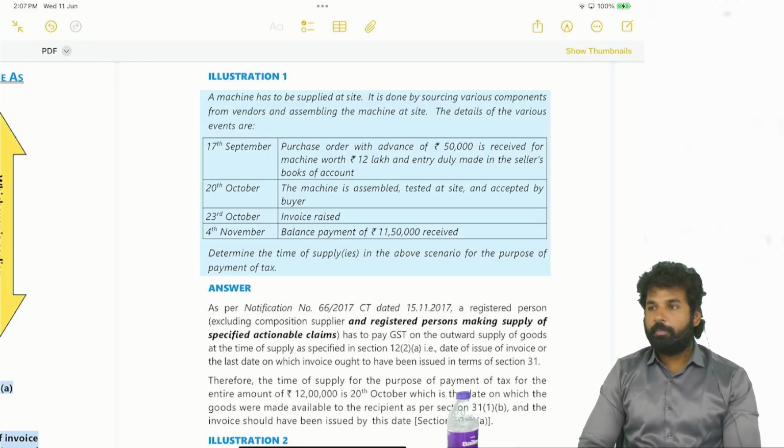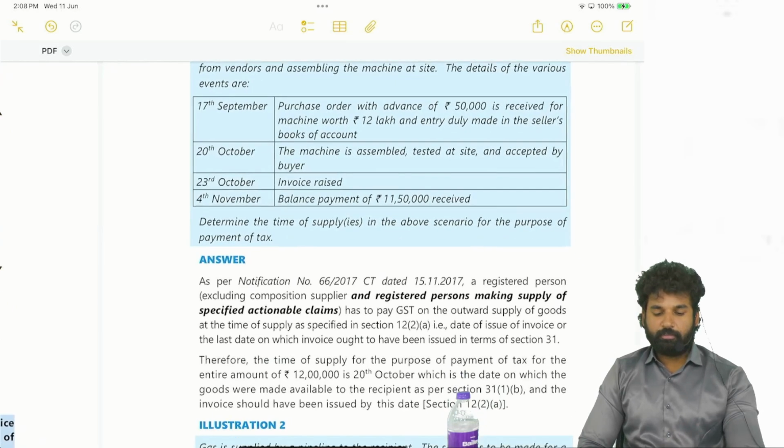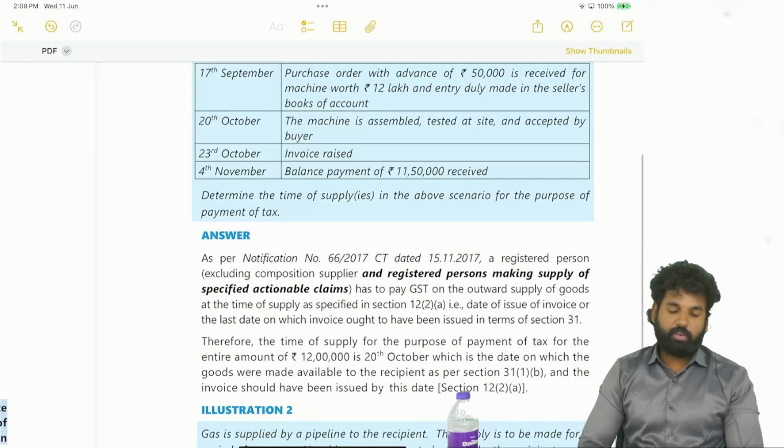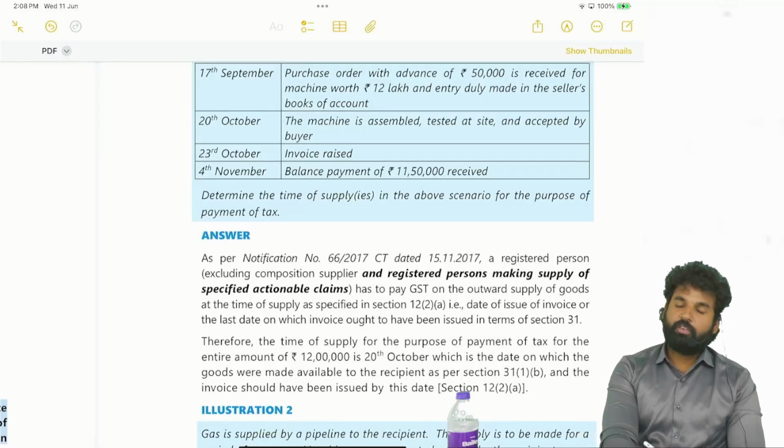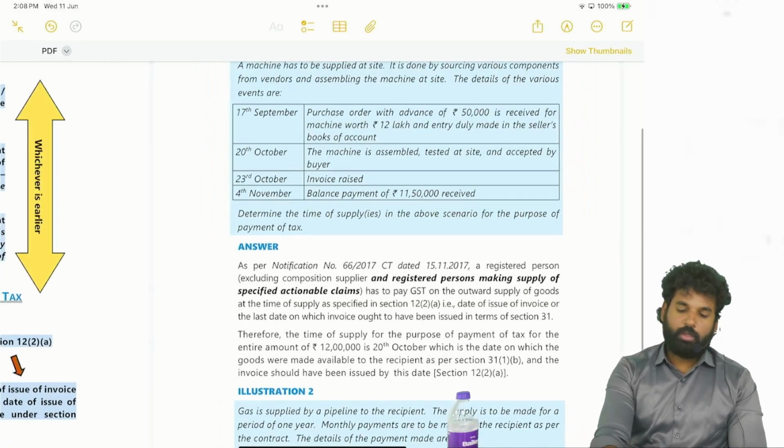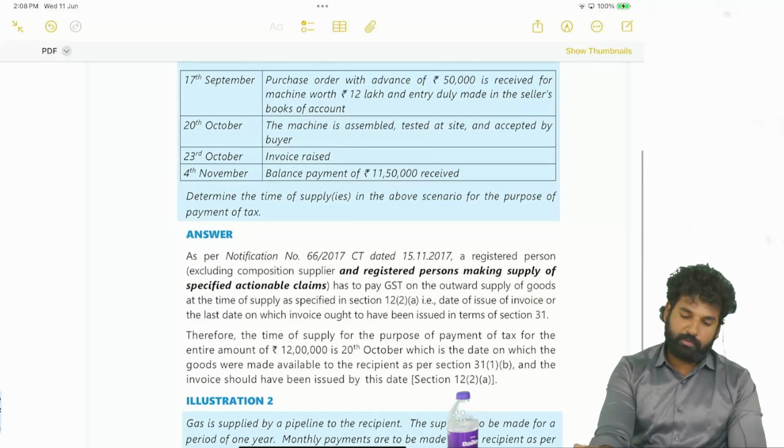So what will be the time of supply? Date of invoice or due date of invoice, whichever is earlier. Okay, so date of invoice is, sorry, 23rd October. Due date of invoice is 20th October. Whichever is earlier, 20th October. Okay, so just check the answer.